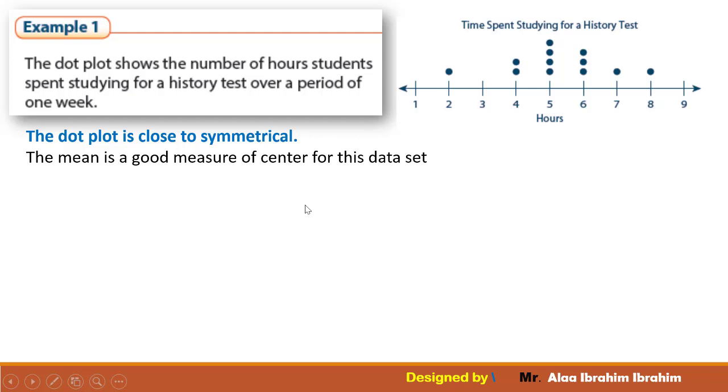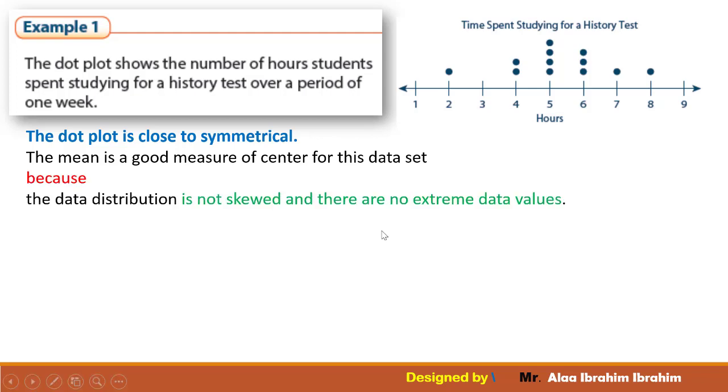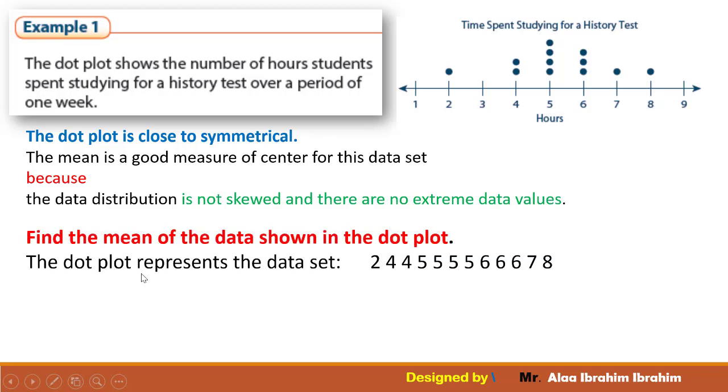To find the center for these values, I have to find something called the mean. This is our lesson. Why do we use it? Because the data distribution is not skewed and there are no extreme data values. For this reason, we find the mean of the data shown in the plot.